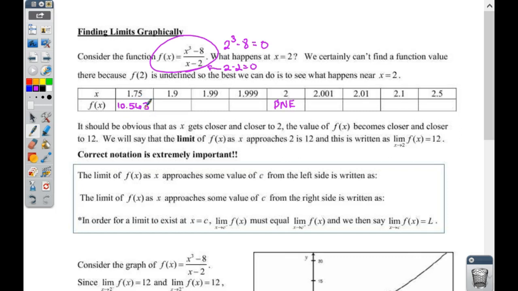When I sub in a 1.9, I get 11.41. And when I plug in a 1.99, I get 11.940. And when I substitute in a 1.999, I get 11.994. Interesting. Seems like every single time I get closer, that gap decreases, like I'm going to cap out somewhere.